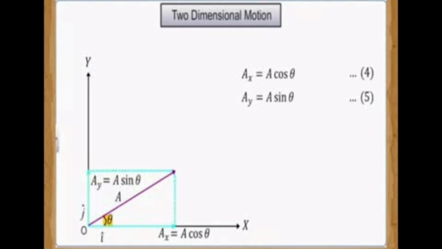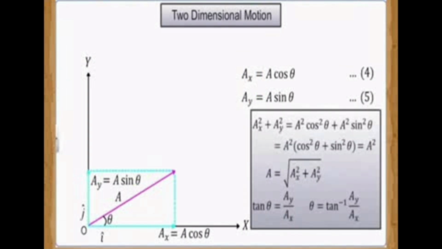So from the theta angle, we can add the two values. The resultant vector A equals the two components. This is called the resolution of a vector. We are taking the two components, the x component and the y component. Ax equals A cos theta is the x component, and Ay equals A sin theta is the y component. These are also called the horizontal component and the vertical component.